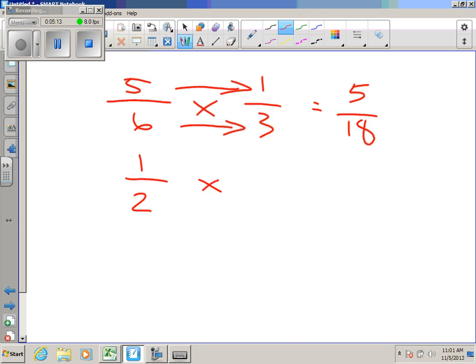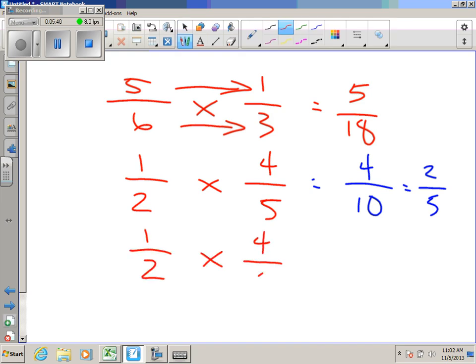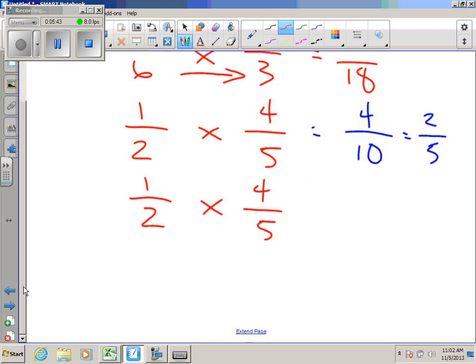1/2 times 4/5. Okay. 1 times 4, 4. 2 times 5 is 4/10 in simplest form. No. What is it? Okay. Now let's take a closer look at the 1/2 times the 4/5. And this is something I'm going to want you to look at every time you multiply with fractions. There's a way in which we can simplify this problem before we even get to our product, before we even get to our answer.